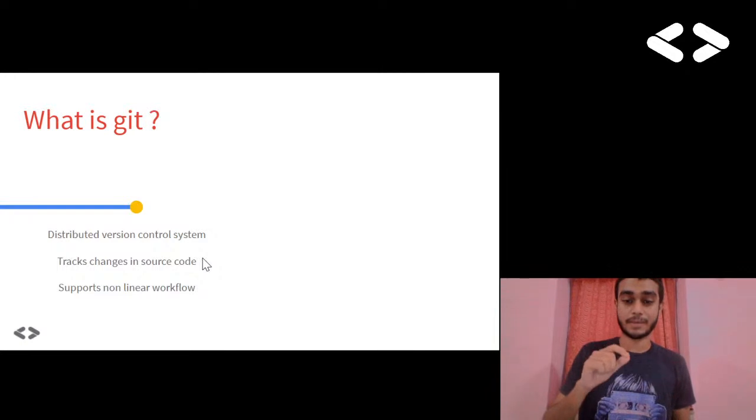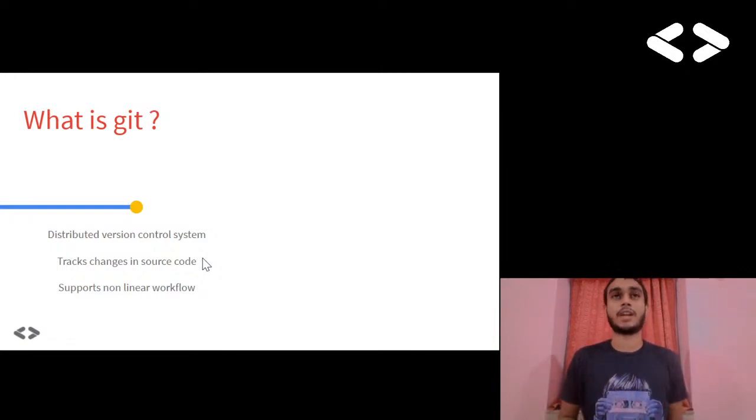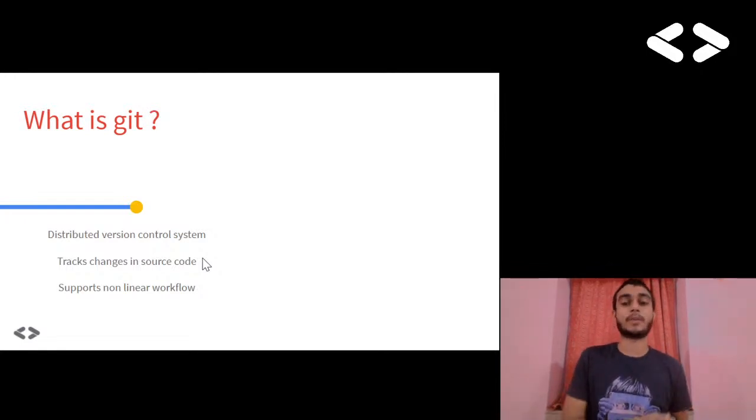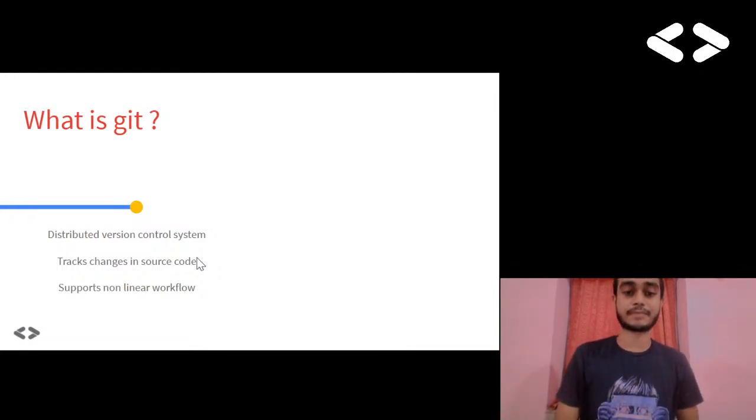And Git supports non-linear workflow. So what does this mean? For example, while working in a notepad, when you press Ctrl Z, there is only a single history. So you'll type A and then B. When you press Ctrl Z, there'll be only one history to go back to. There'll be one history to revert to, right? But Git supports non-linear workflow. There can be multiple histories, and you can move across any part of the history using Git.